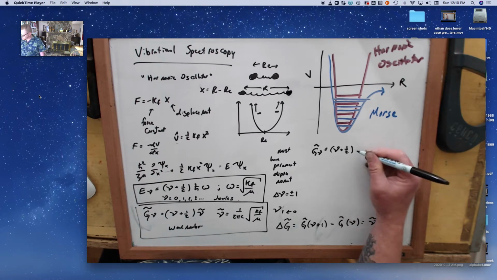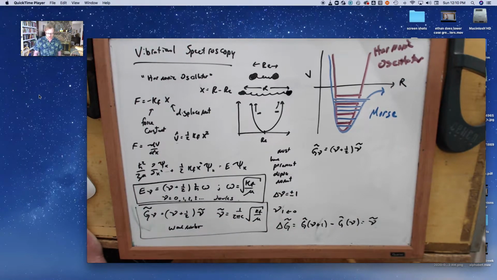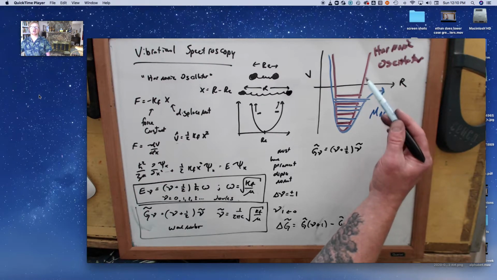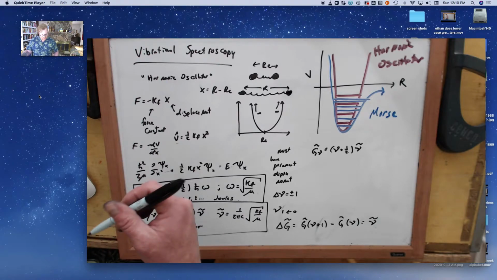Which is going to go as nu plus 1/2 times nu tilde, so that's still the same, okay? And then we recognize that we have anharmonicity, which is related to the fact that this Morse potential is not perfectly symmetrical. Okay, so I'm going to write down that equation.